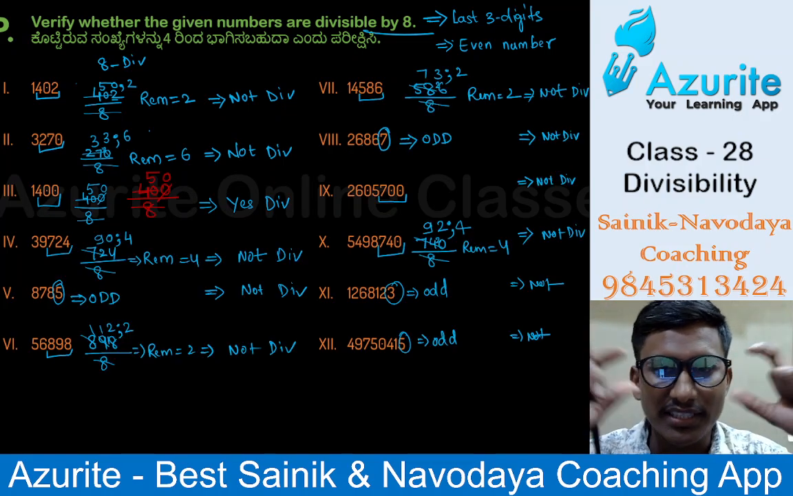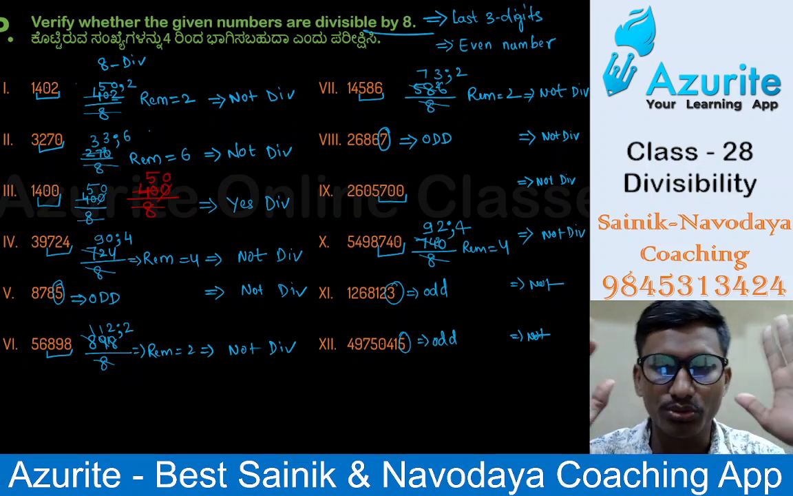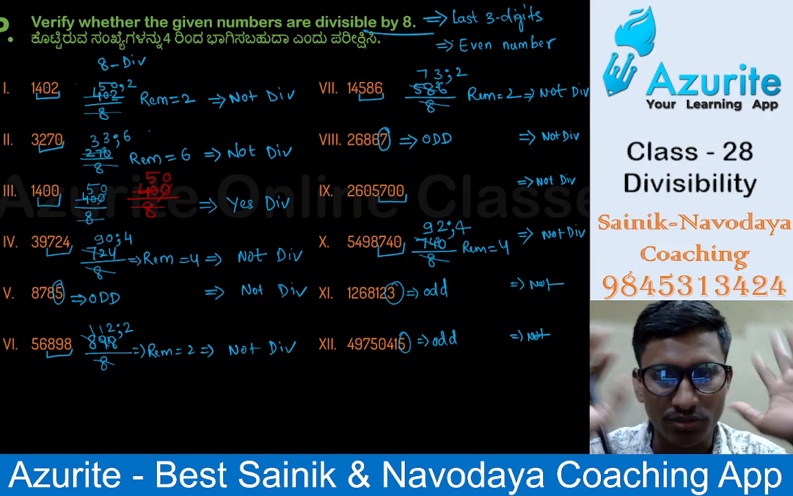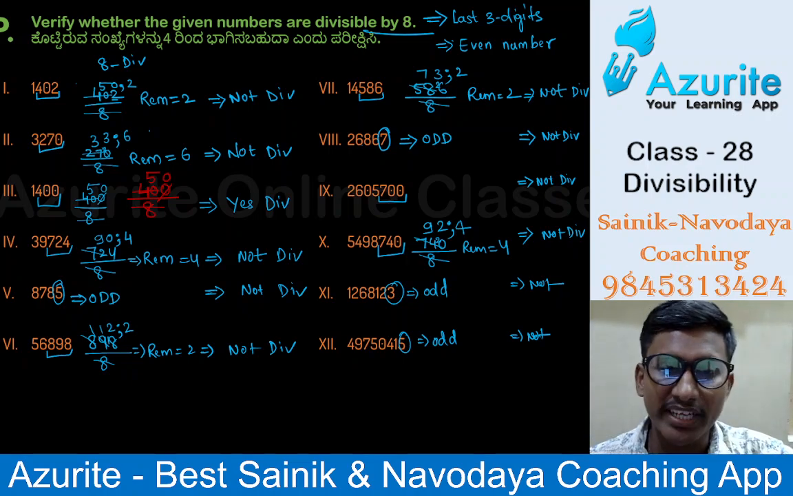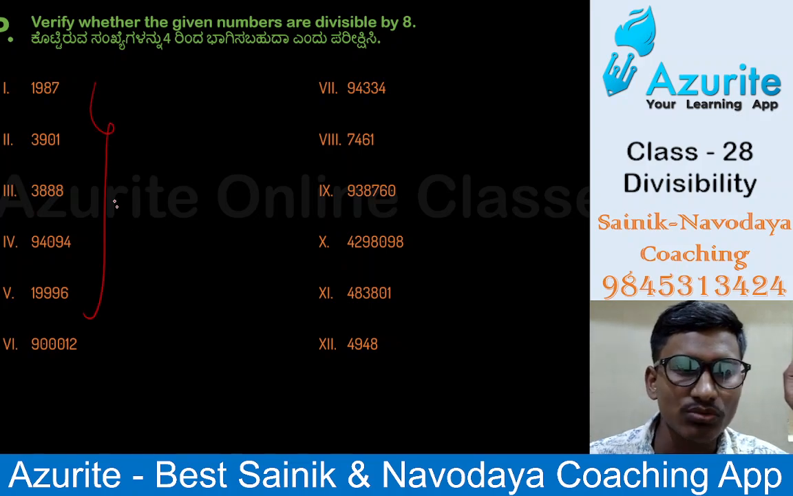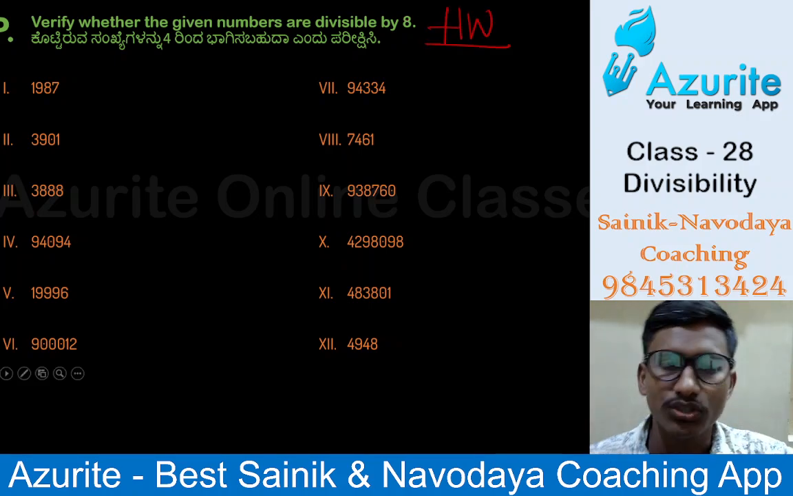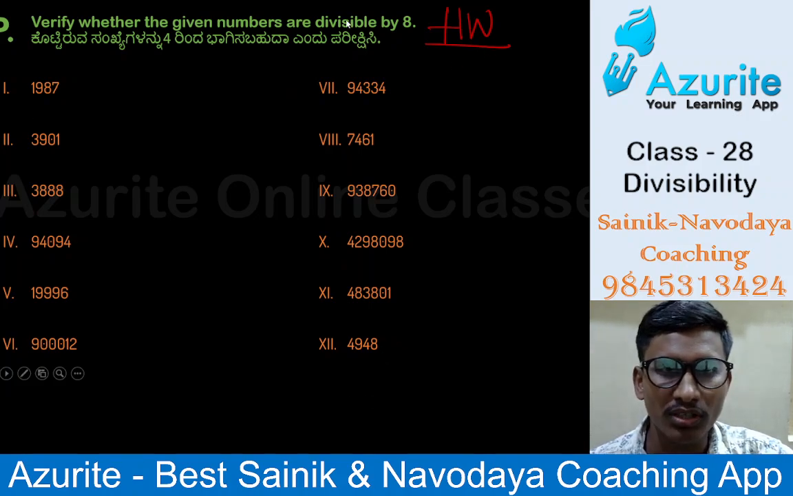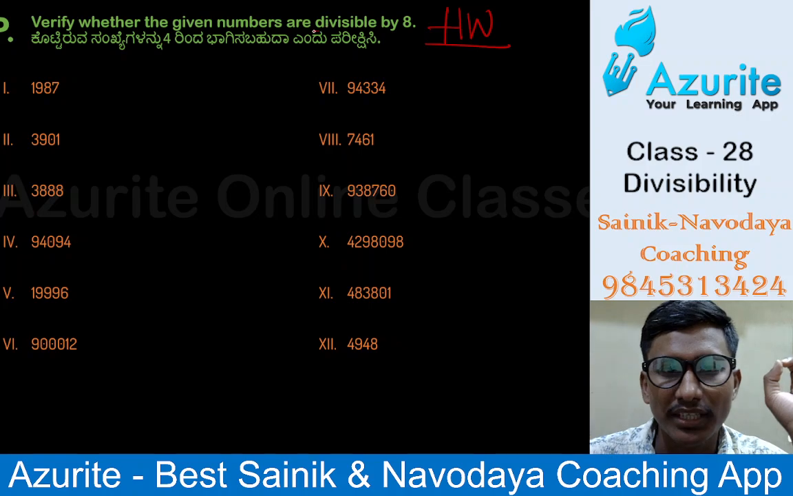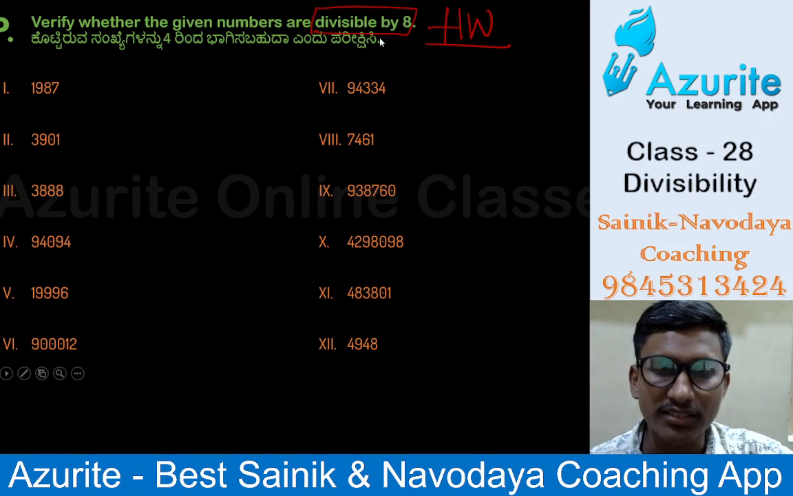So students, these are the answers for the classwork questions. This is how we have to do it and understand whether it is divisible or not. The next questions you have to do as homework. All the 12 questions will be homework for the divisibility of 8. Understood? Divisibility of 8, you have to do it as homework.